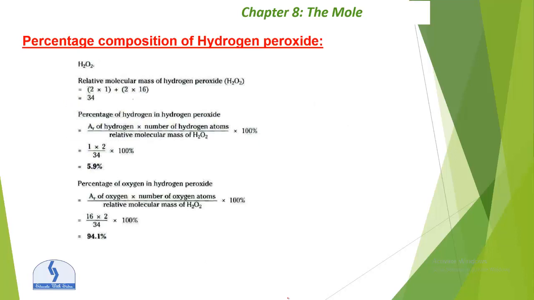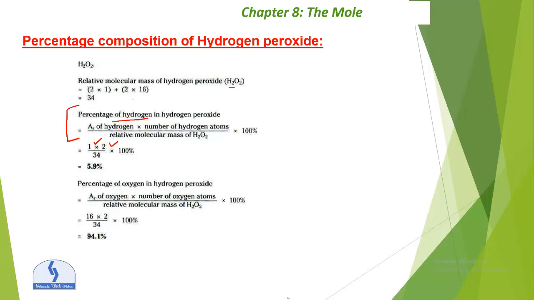Doing the example, percentage composition of hydrogen peroxide. So this is the formula. What we need is the atomic weight of hydrogen. We know the atomic weight of hydrogen, that is 1. As we are calculating the percentage of hydrogen here, this is the element. So the Ar of the element, that is hydrogen, times the number of atoms of that element. How many hydrogen atoms are present in H2O2? That is 2.